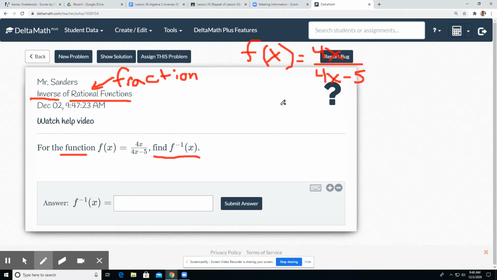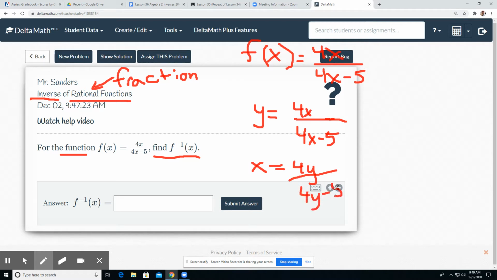Okay, so our next step is to change our function notation to y equals. This is just sort of a helpful step, but we'll go ahead and stick to what we've been doing. Next step is to switch the letters. Let's switch the letters, and we'll get x equals 4y over 4y minus 5. Okay, and then we need to get our y's by itself.